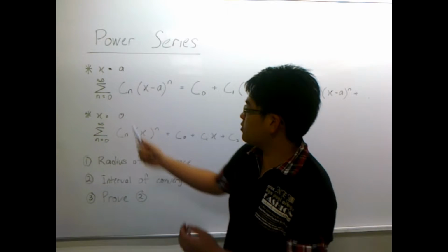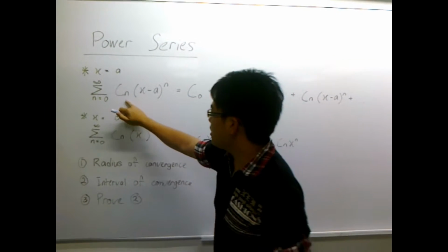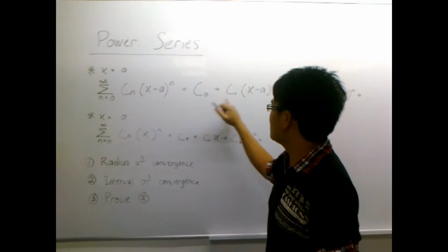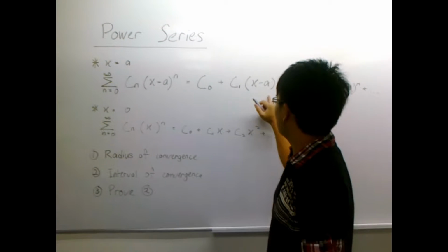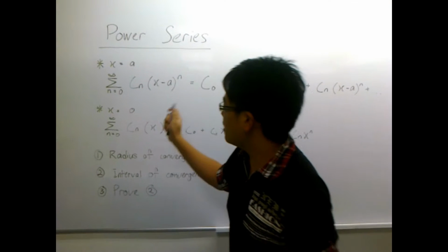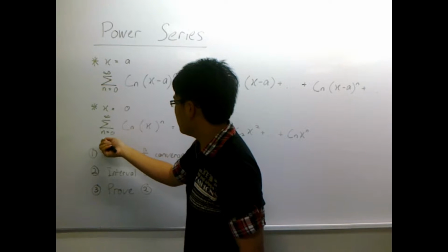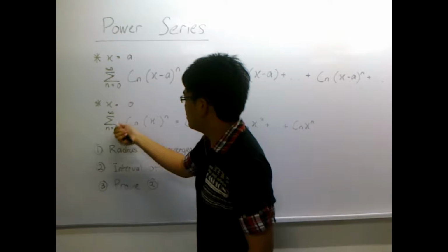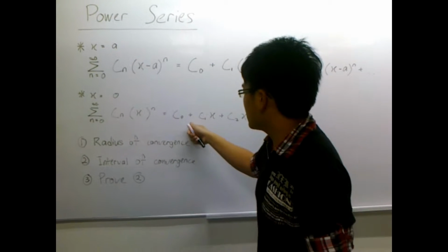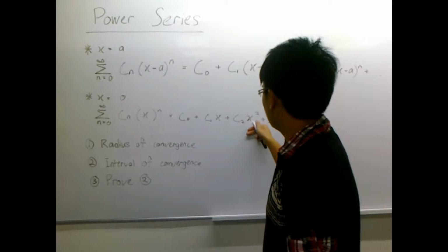A power series about x equals a is the summation n equals 0 to infinity of c_n (x minus a) to the power n, equal to c0 plus c1 (x minus a) plus, and so on until infinity. While a power series about x equals 0 is a series of the form summation n equals 0 to infinity c_n x^n, equal to c0 plus c1 x^1 plus c2 x^2 and so on.